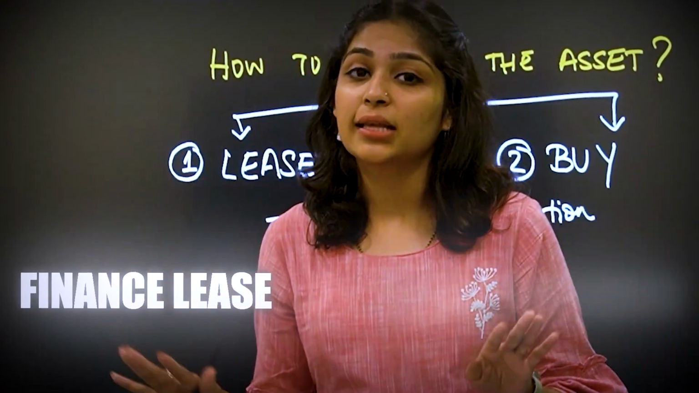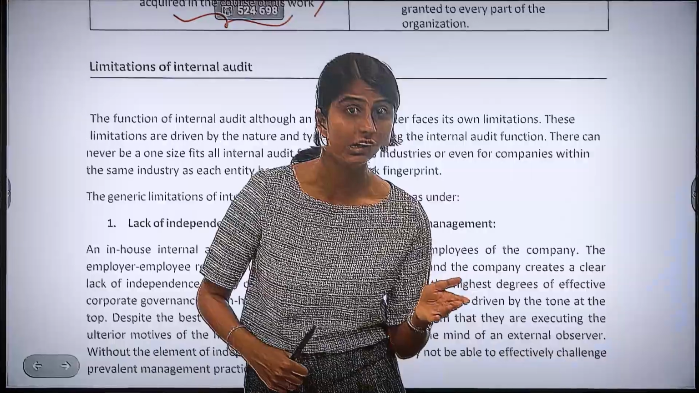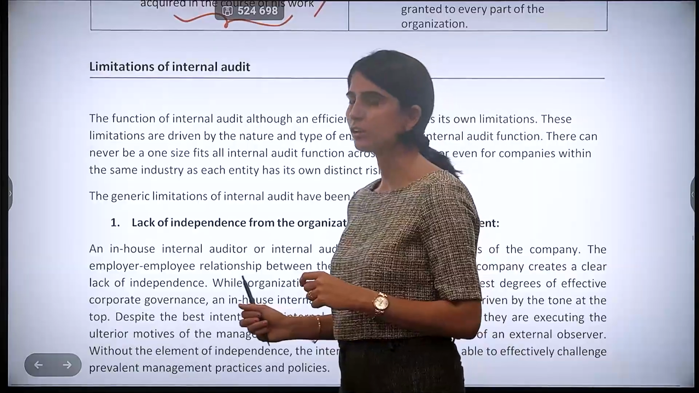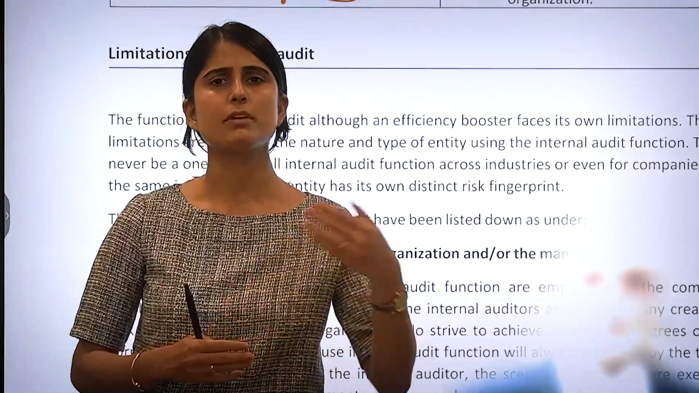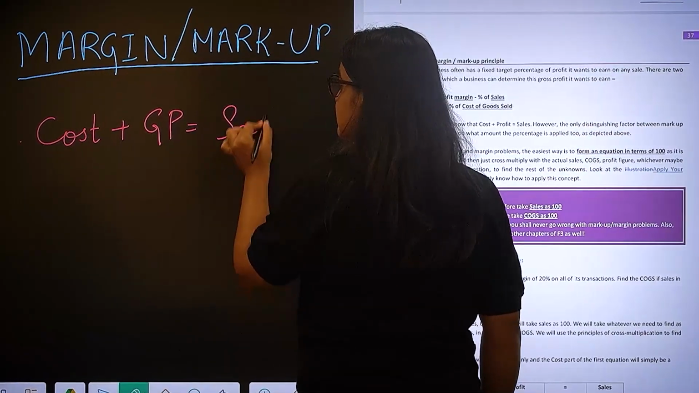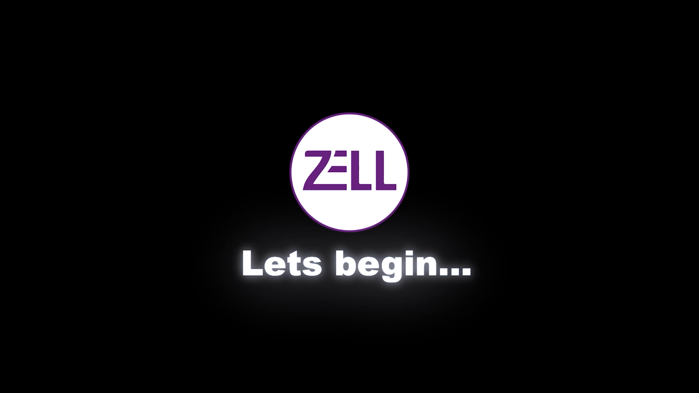Finance fees, and then there is an operating lease. There are internal auditors everywhere, then how did that Vijay Mallya fraud even happen? Gross profit will give me the sales. Are internal auditors as independent as external auditors?